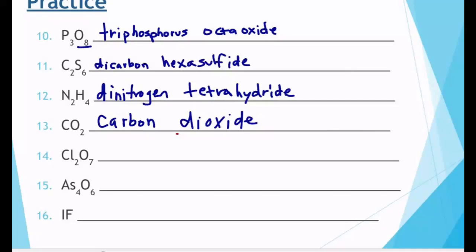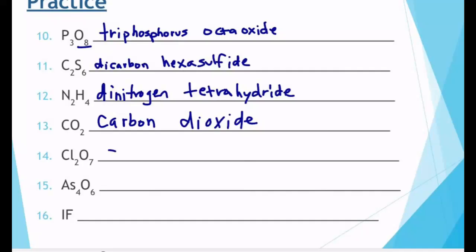It's a great one to remember in general because it has all of our rules in there. It has our prefixes, but not mono on the first element, changing to ide for that second element. All of the important rules to remember are all part of that classic compound, so a good one to remember. It's an iconic covalent compound.